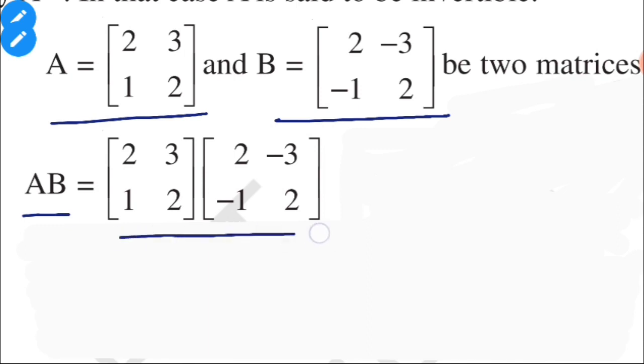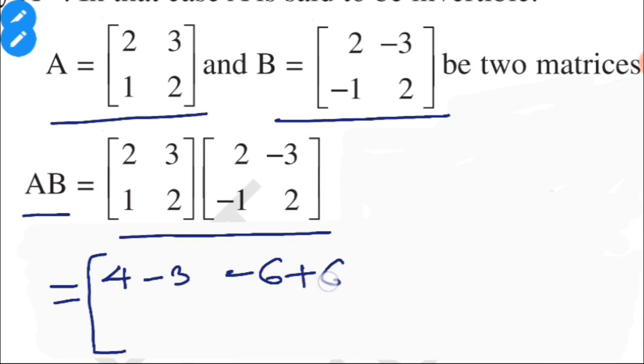AB equal to matrix [2 3; 1 2] into matrix [2 -3; -1 2]. Find the product. First we should multiply the first row with the first column: 2 into 2, 4, 3 into minus 1, minus 3. Now first row with the second column: 2 into minus 3, minus 6, plus 3 into 2, 6.